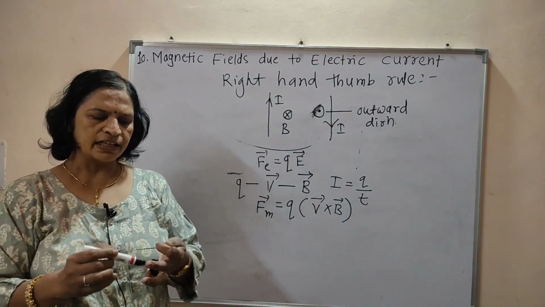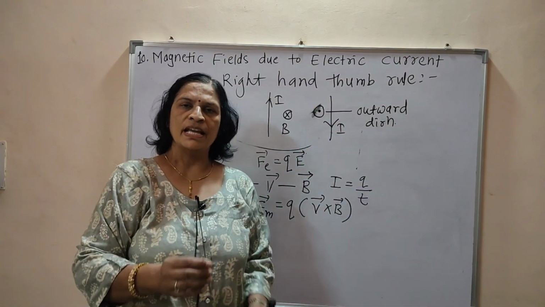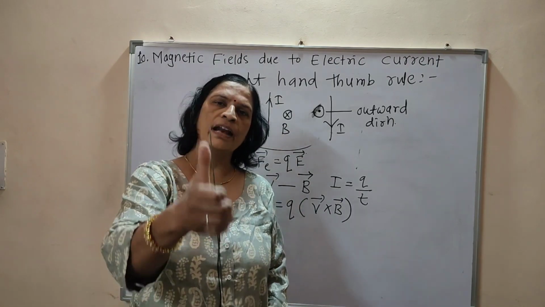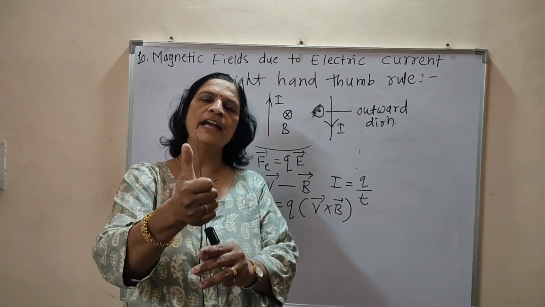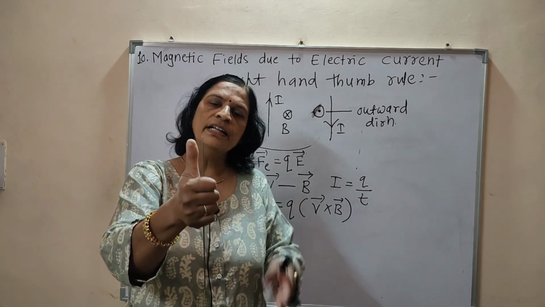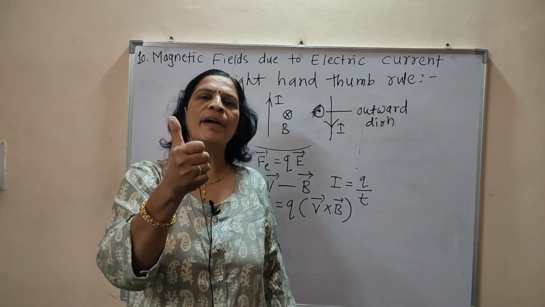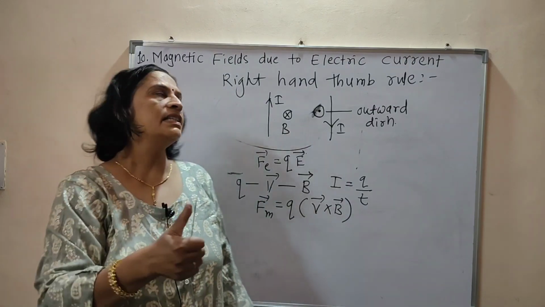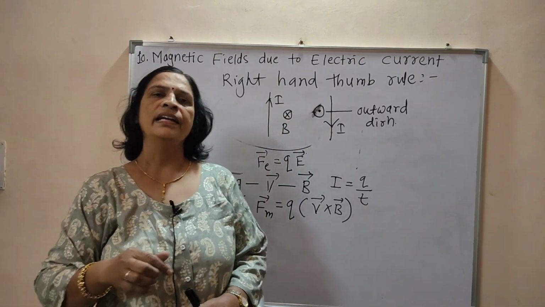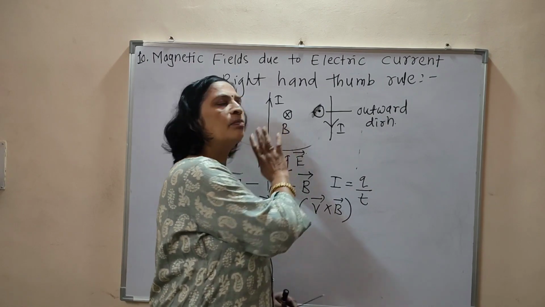And what is the statement of the right hand rule? Imagine a conductor is to be grabbed in your right hand in such a way that you outstretch your thumb in the direction of current, then the curled fingers give you the direction of magnetic field. That is the statement of the right hand thumb rule, and that gives you the direction of the magnetic field.